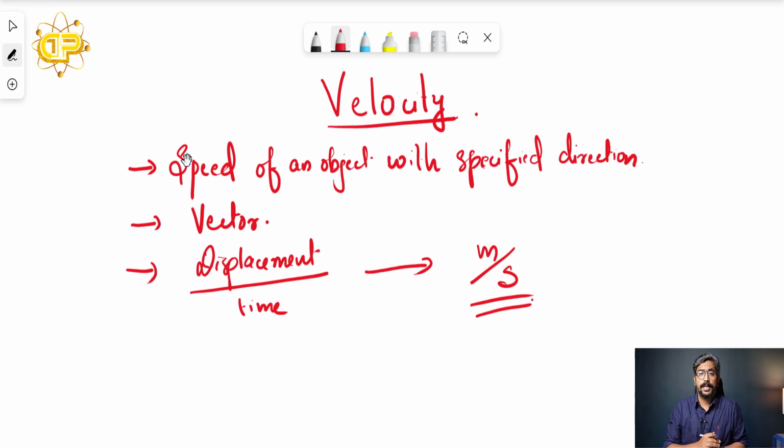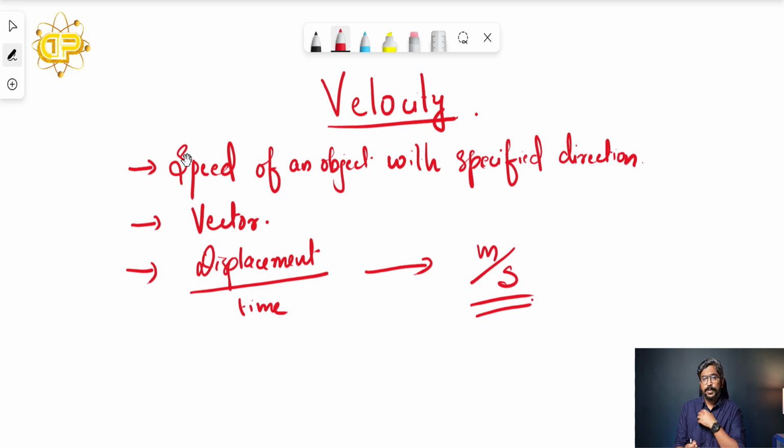Same SI unit you can see there as in the case of speed, and here also it is the same, that is meter per second. Displacement by time, there we can say it is position by time, or displacement is position change, the position change by time there. So this is all about velocity. The only change is that it has a specified direction.